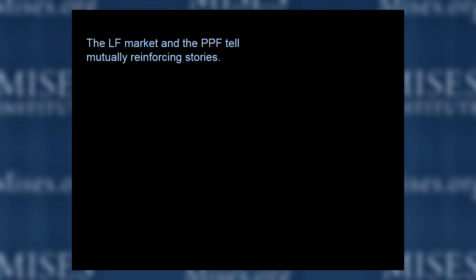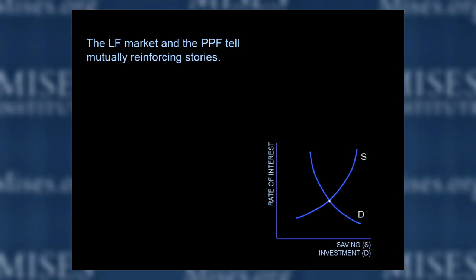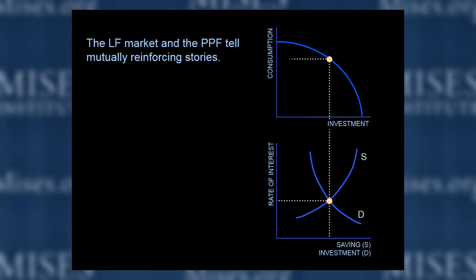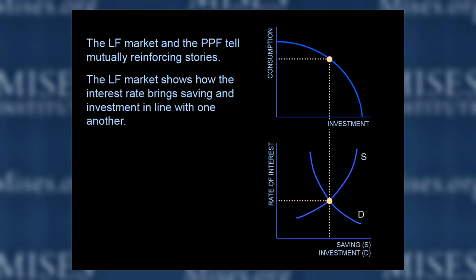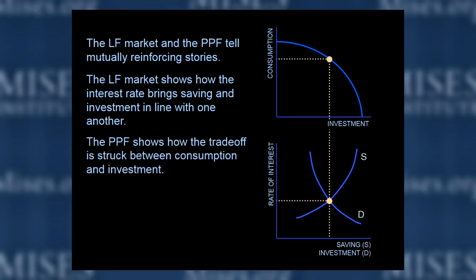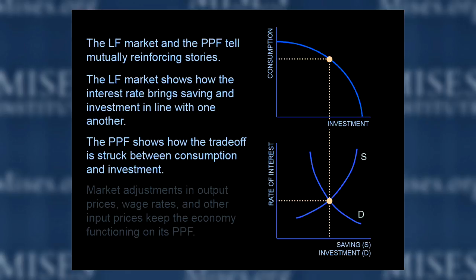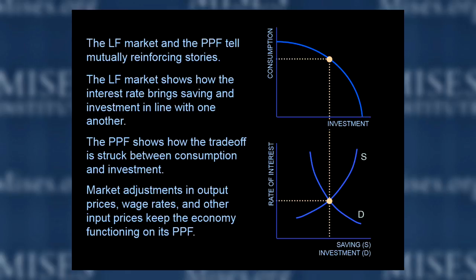The loanable funds market and the PPF tell mutually reinforcing stories. So we just look at these two graphs together. Now you have to look at both graphs at once. Okay, loanable funds market shows how the interest rate brings saving and investment into line with one another. The PPF shows how the trade-off is struck between consumption and investment. And the market adjustments in output prices and wages and other input prices keep the economy functioning on the PPF. So there's an assumption here at this point, that the market is working and prices change if they need to change, so wages and so on.